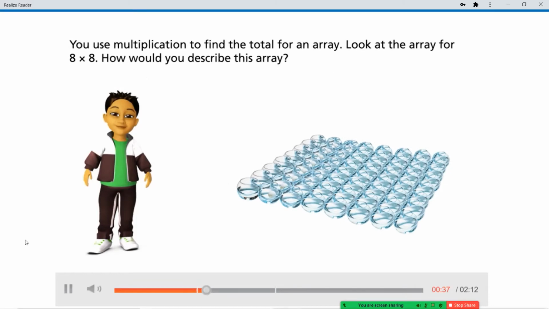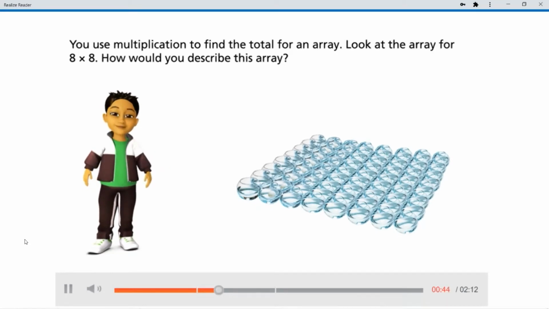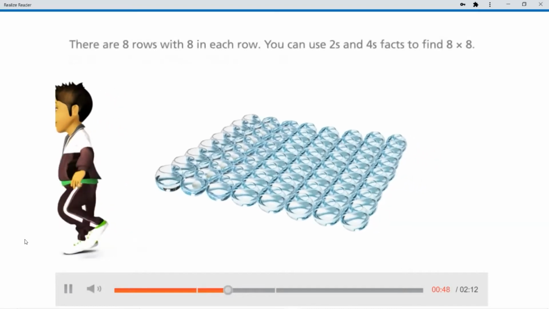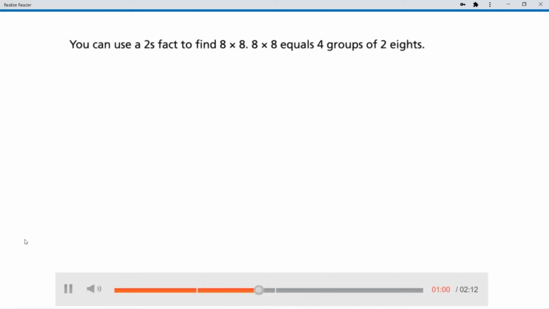You use multiplication to find the total for an array. Look at the array for 8 times 8. How would you describe this array? There are 8 rows with 8 in each row. You can use 2's and 4's facts to find 8 times 8. You can use a 2's fact to find 8 times 8.